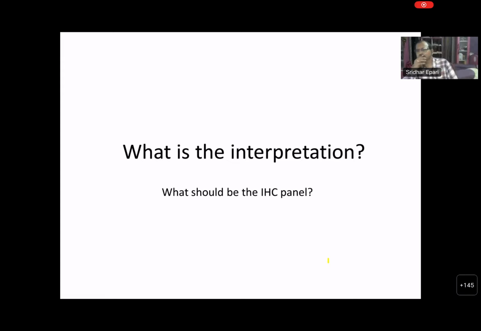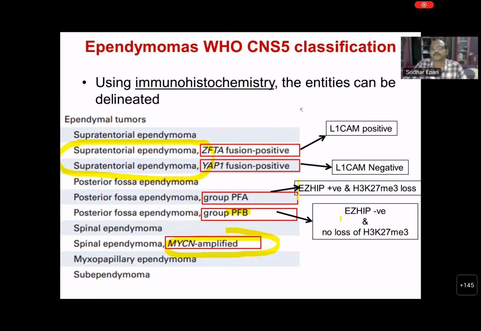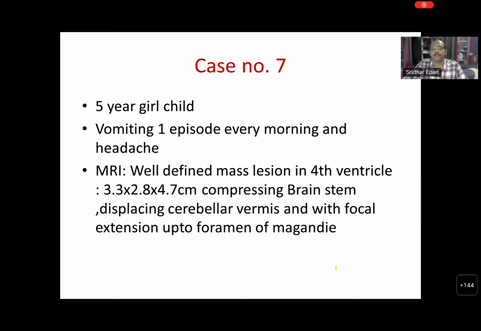So what's your interpretation? Sir, this is an ependymal tumor of posterior fossa origin. Yes, very good. Posterior fossa ependymoma. So what should be your IHC panel? Sir, H3K27me3. Very good. Whenever you get a posterior fossa ependymoma, what markers will you do? H3K27me3, the second marker? Sir, NMYC. No, NMYC is for spinal. Sorry, yes. What is this one? EZHIP. Okay, so you have to remember two markers, EZHIP and H3K27me3, for posterior fossa ependymoma. If you want to call something posterior fossa A, what should you get? EZHIP positive and loss of H3K27me3.